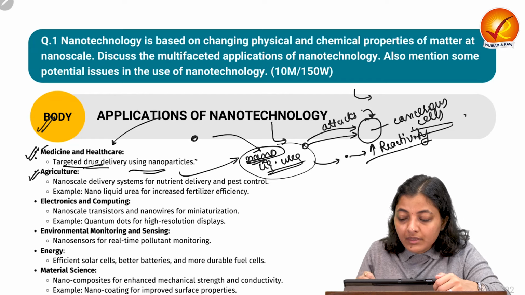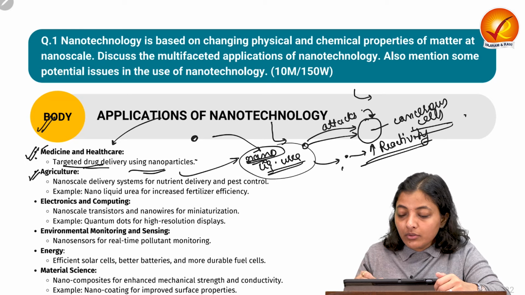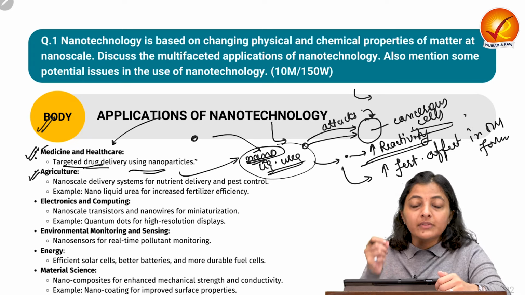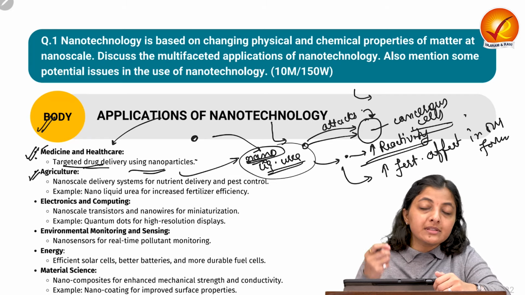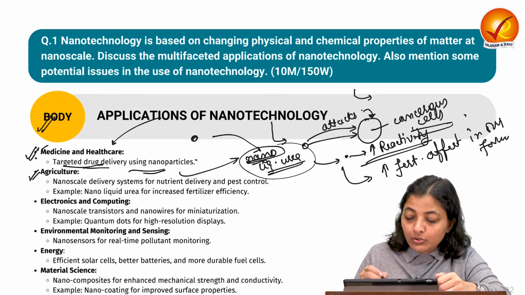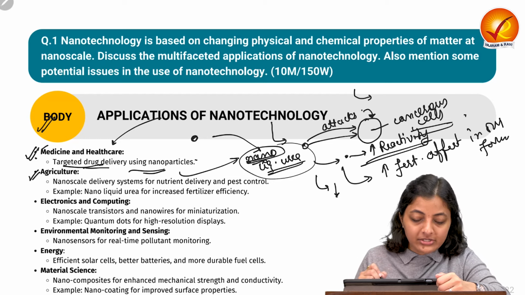It means with a smaller quantity of this urea, we can now increase the fertilizer effect in our farms. With a smaller quantity of urea, we can enhance efficiency and increase productivity. So the cost requirement is reduced now in agriculture.